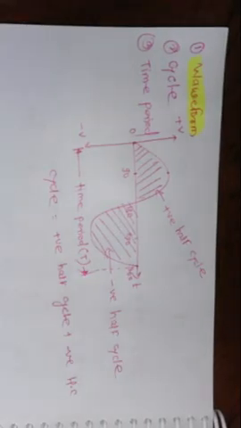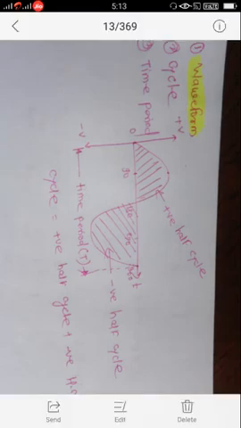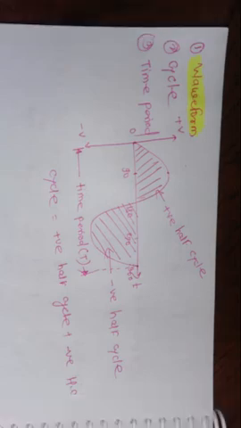Now the third important definition is time period. Now in the graph at the bottom we can see the time period, which is denoted by capital letter T. Now time period we can define as the time taken by the waveform to complete one cycle.